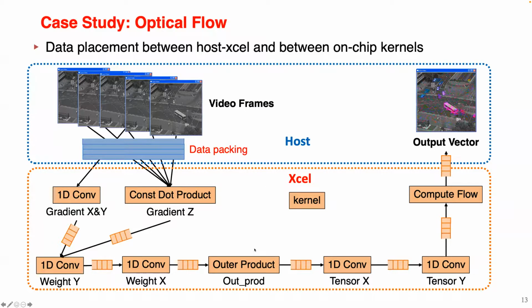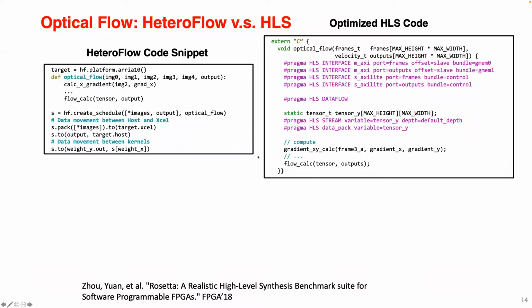And to improve the throughput, we need to further create streaming or FIFO channels between the kernels, which can give you better throughput. And we can use HeteroFlow to capture the optimizations for these 2 levels of data placement. Here is the HeteroFlow code.